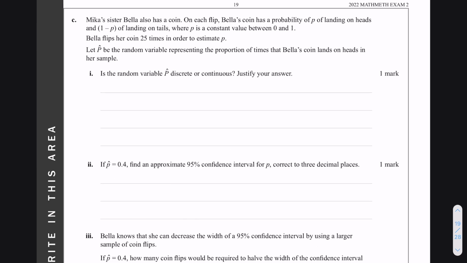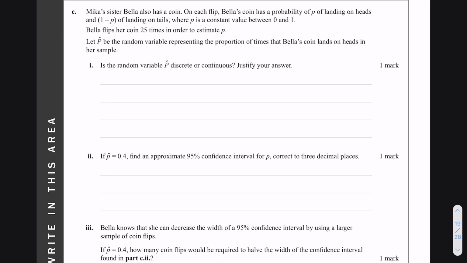Mika's sister, Bella, also has a coin. On each flip, Bella's coin, of course she does. On each flip, Bella's coin has a probability P of landing on heads and 1 minus P of landing on tails, where P is a constant value between 0 and 1. She flips it 25 times in order to estimate P. Let P hat be the random variable representing the proportion of times that Bella's coin lands on heads in her sample. Is the random variable P discrete or continuous? Of course it's discrete. Justify your answer.